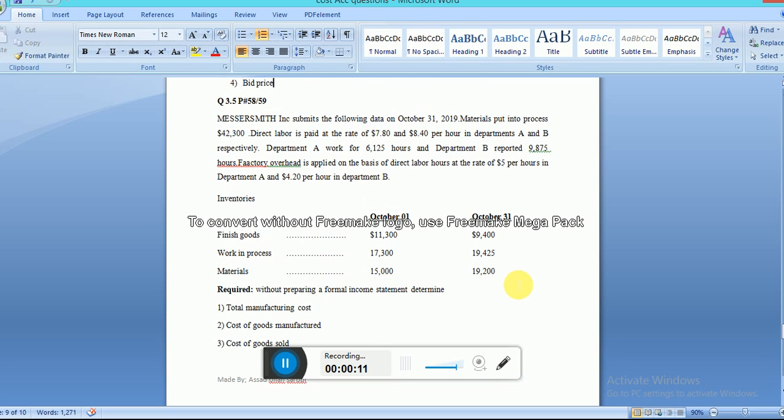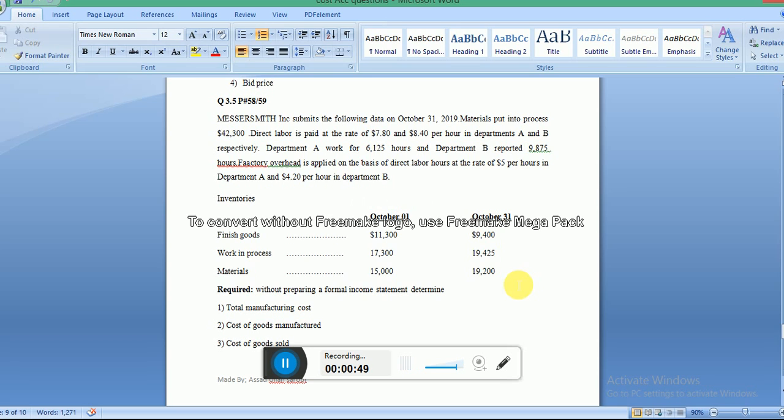So today our question is 3.5, page number 59 on your book. Let's start the question. Mr. Smith Incorporations submit the following data on October 31st, 2019. Materials put into process 4,300. Direct labor is paid at the rate of $7.80 and $8.40 per hour in Department A and B respectively.